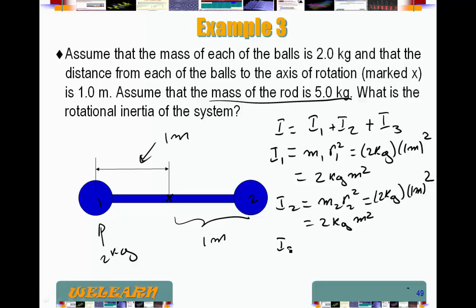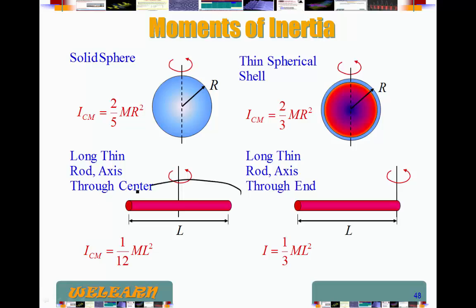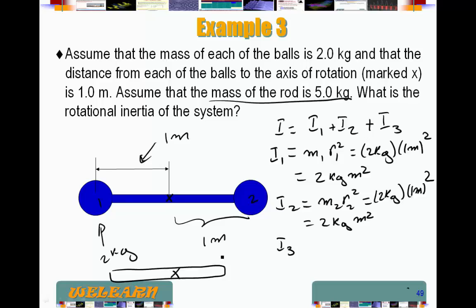Now for I3, that's the moment of inertia of a stick that's rotating about its center. If we go look back at our table, that's what we have. The table tells us it is 1/12 of ml squared, where L is the overall length of the stick. It's 1/12 of ml squared. So in this case, L is 2 meters. That's the overall length. So L is 2 meters. And my equation is 1/12 of ml squared.